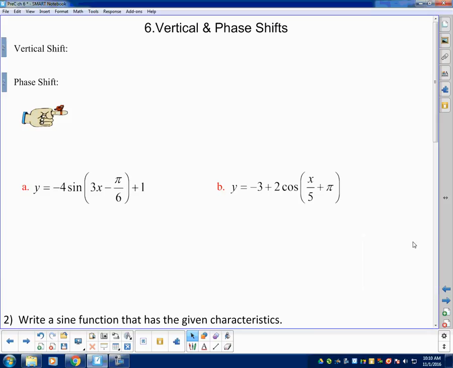Okay, so we're going to look today at 6.4, the second half of graphing sine cosine functions. We're looking at vertical and phase shifts. Last time we looked at both amplitude and period. So this time we're looking at a little more here.